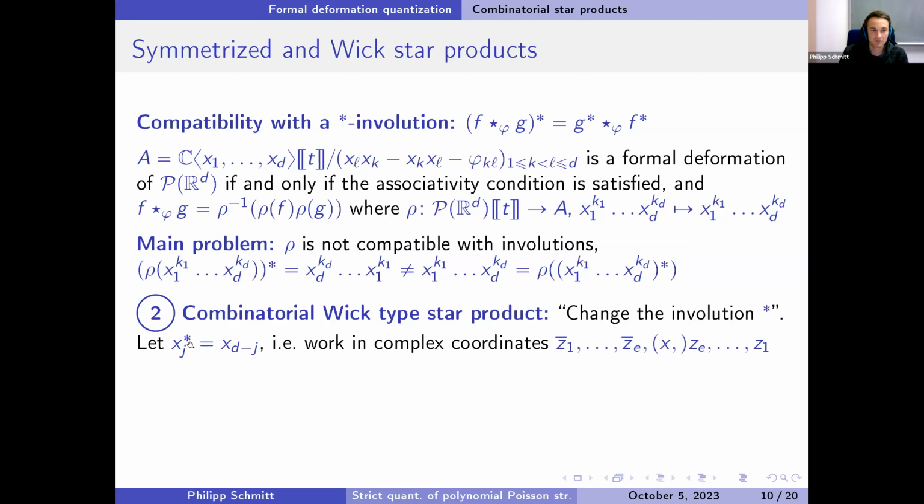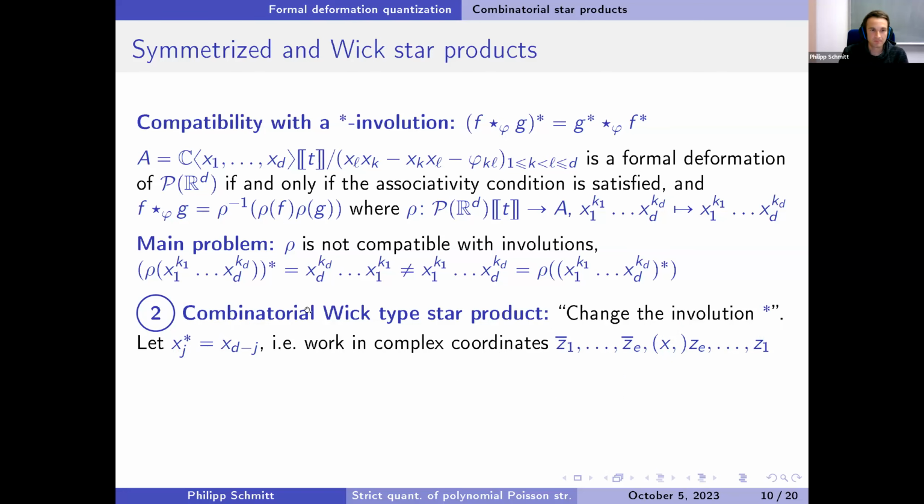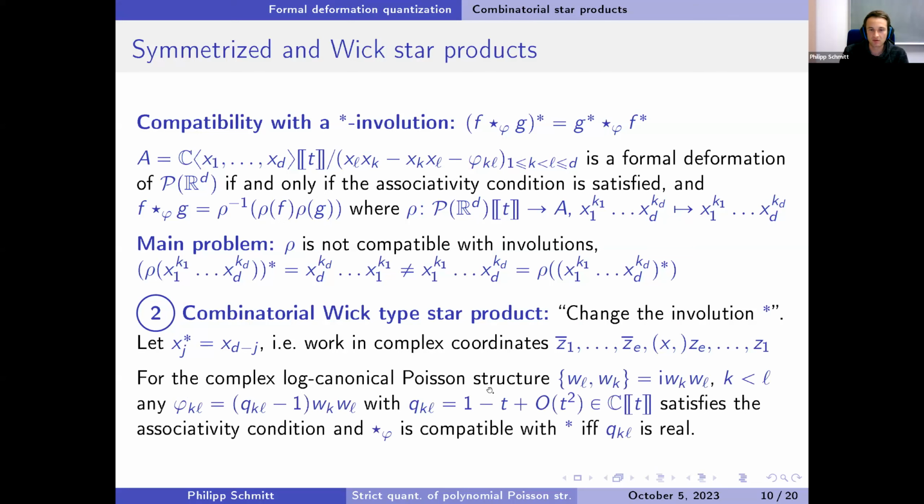And then if you would use this involution, again, you can check that rho would become compatible with the involutions, and then the star product becomes compatible if the ideal that you divide out here is a star ideal. This is a condition that you can very easily check, and that in natural examples just boils down to phi being real. For example, when you take the complex log canonical Poisson structure, in these coordinates now, defined the very same way as before, then the corresponding combinatorial star product would be compatible if the QKL, so your coefficients, are real.